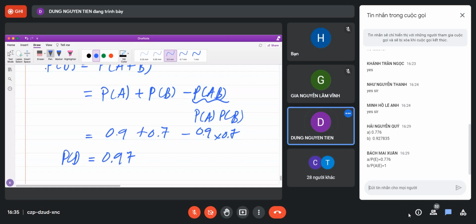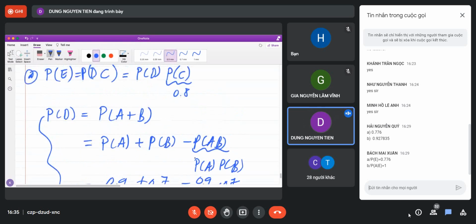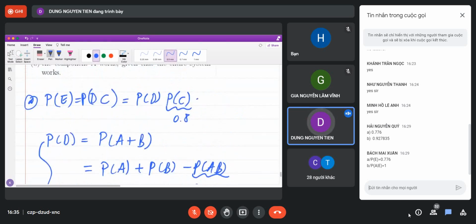Is that all clear, everybody? Good. As long as you know the probability of D, you can plug back into this expression to get 0.97 times 0.8. That will give you the final answer. Do you understand?